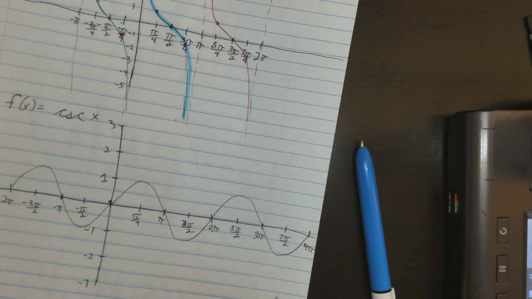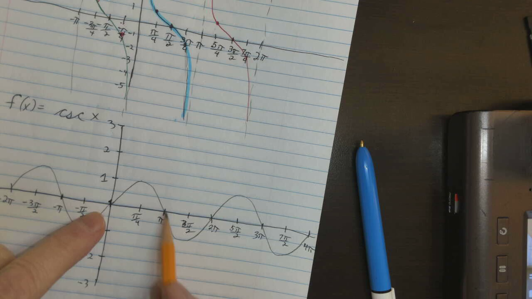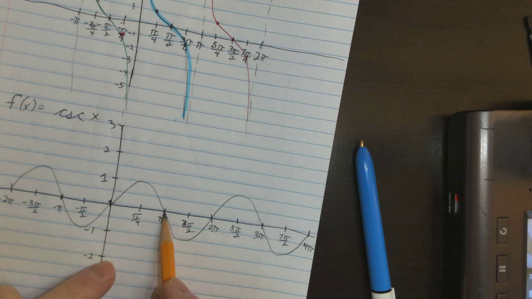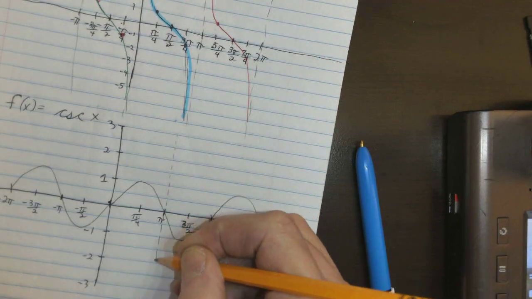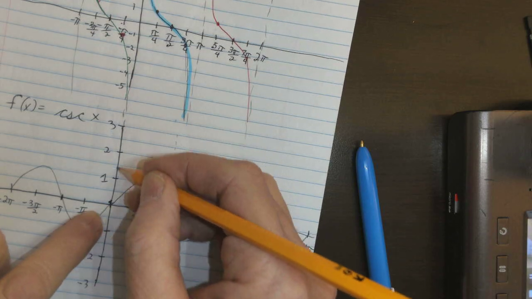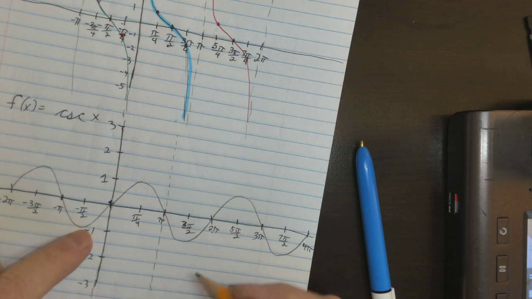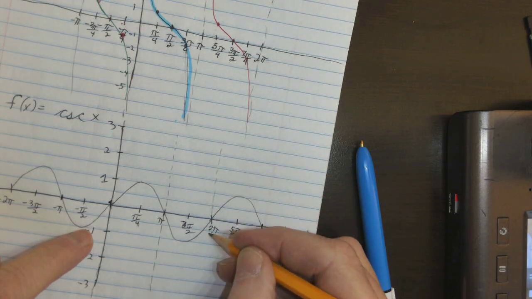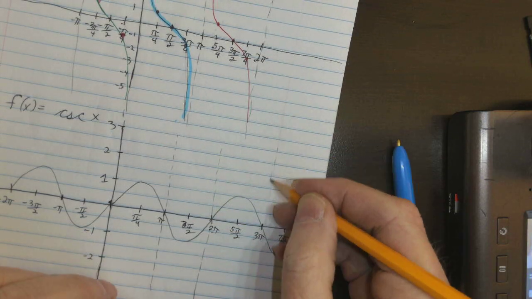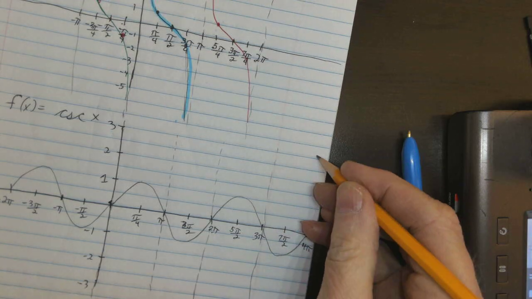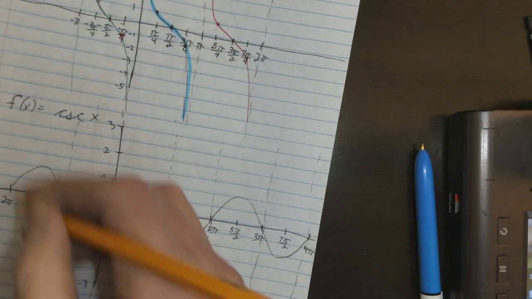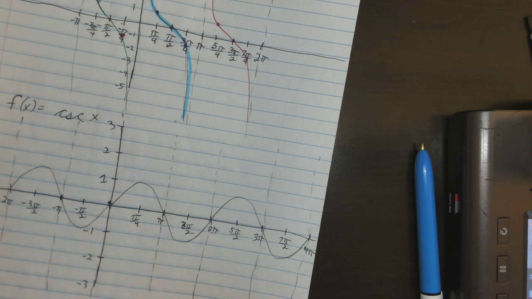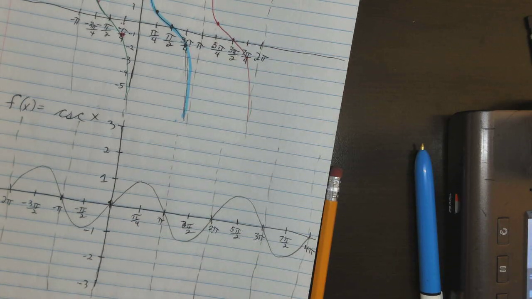These also have asymptotes because of the reciprocal. This is the sine function. Well, here the sine is 0. The reciprocal of 0 is undefined. So I'm going to draw an asymptote here, here, here, here, and here, here, and here.